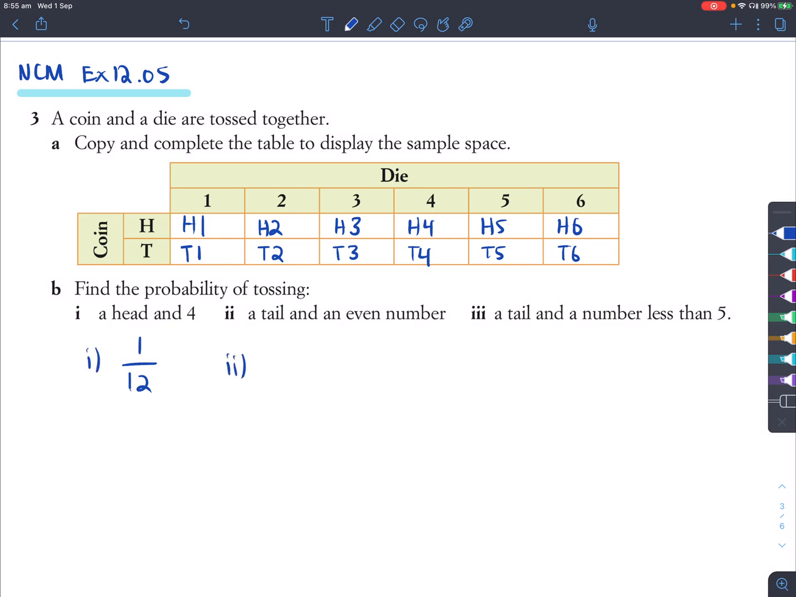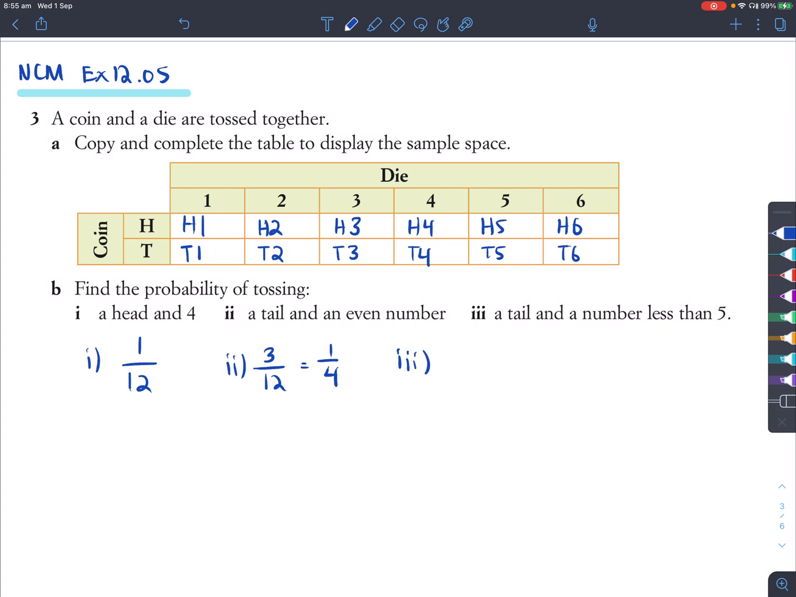And for part 2, a tail and an even number. So if we want a tail first, that will be T2 as our first pair with the lowest even number, then T4, then T6. So there's 3 out of 12 altogether, and that gives you 1/4 when we divide the top and bottom by 3.